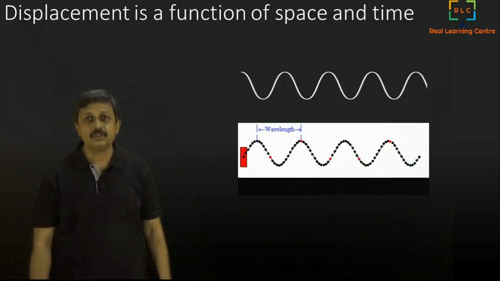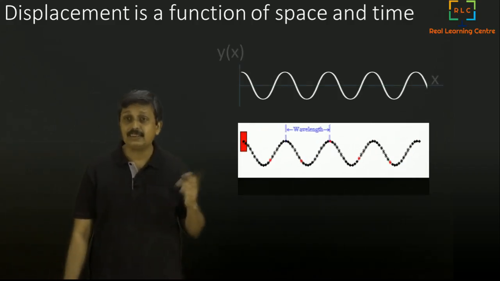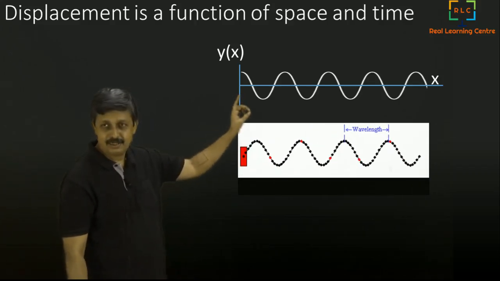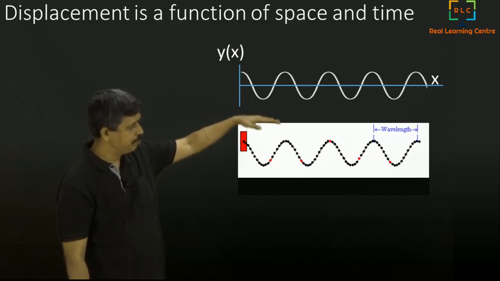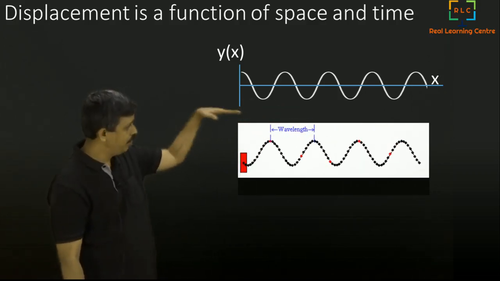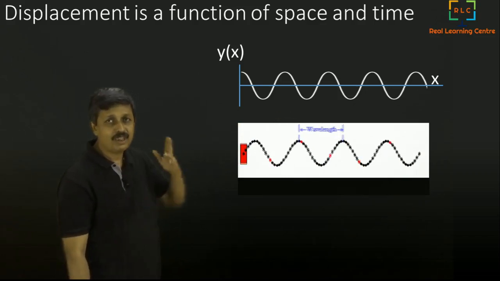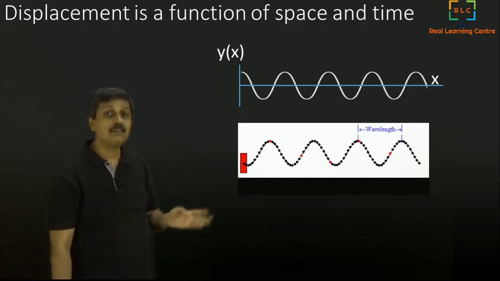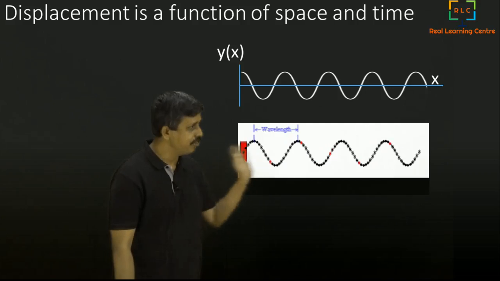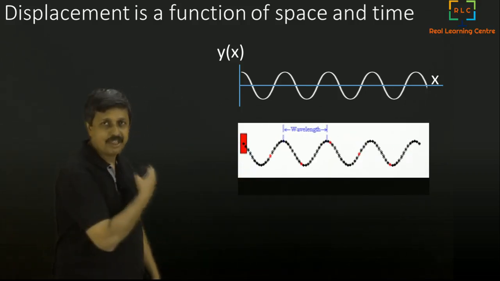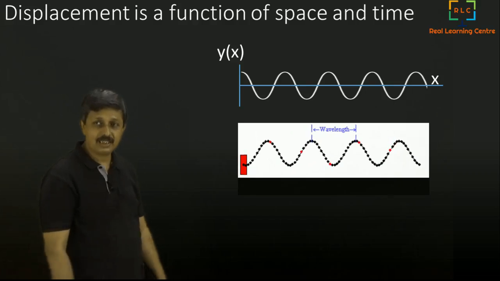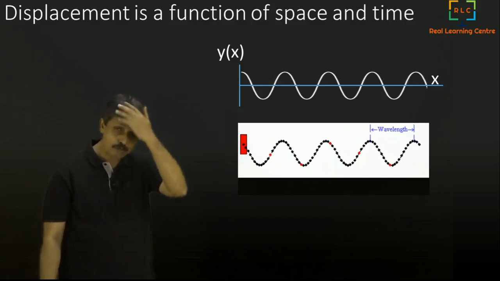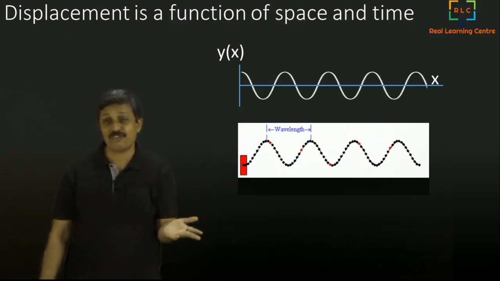So what is this? Every point is displaced with respect to the neutral, each point with a different displacement with respect to the equilibrium. We call that displacement y of x, that means as a function of x. X is nothing but the x-axis, the space. As a function of x, how much the displacement varies. So if you plot it, it looks like this because it is just a snapshot of this.